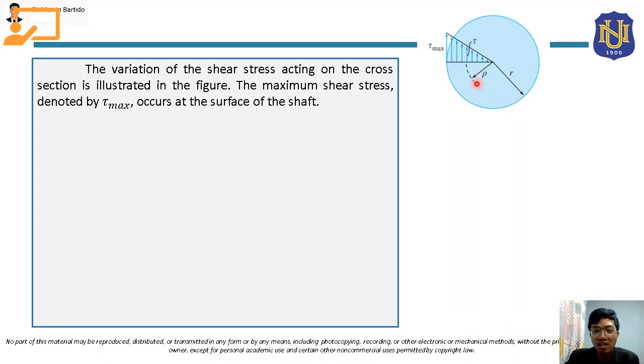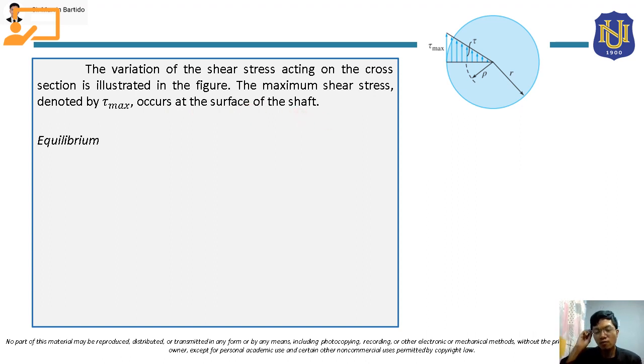As you can see here, the maximum shear stress will be at the outermost surface of the circular shaft. Again, the maximum shear stress will happen here at the outermost surface of the shaft, and the radius here will be radius r. That maximum shear stress is denoted as τ max, or the maximum shear stress, and it will occur at the surface of the shaft.